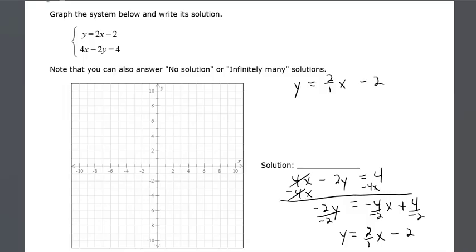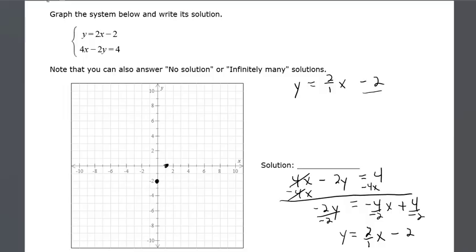So equation 1 is 2 over 1x minus 2, and equation 2 is the same thing. So we have the same line, so we know we're going to have an infinite number of solutions. So let's graph this. We start with our y-intercept, which is -2. And our slope is 2 over 1. So from our y-intercept, the rise is 2 and the run is 1.